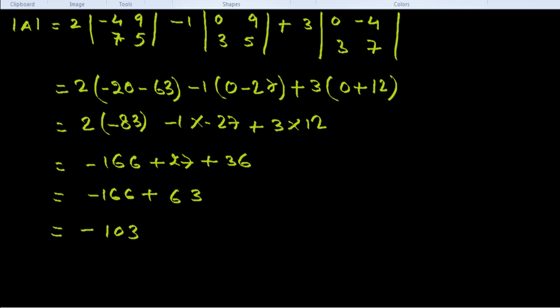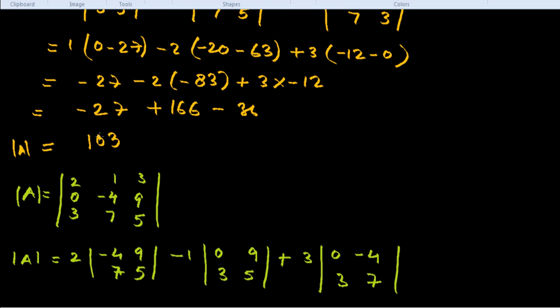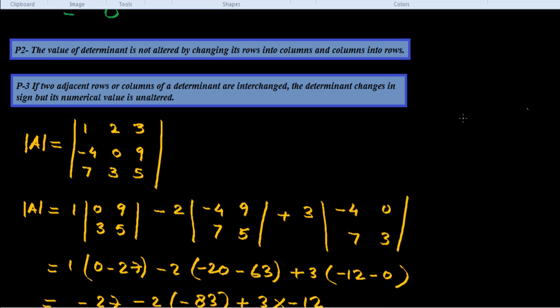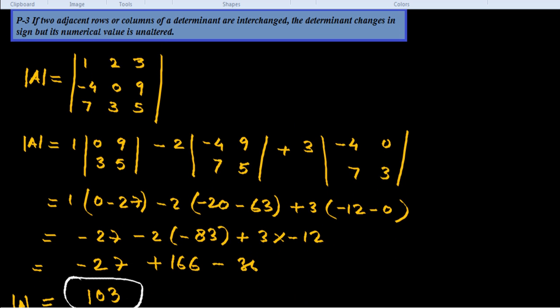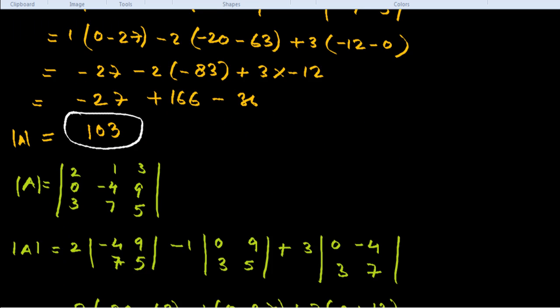So you look at this. Here we get the negative value and here we get the positive value. So look at the property now. When two adjacent rows or columns of a determinant are interchanged, the determinant changes in sign but its numerical value is unaltered. So this we have got here now.